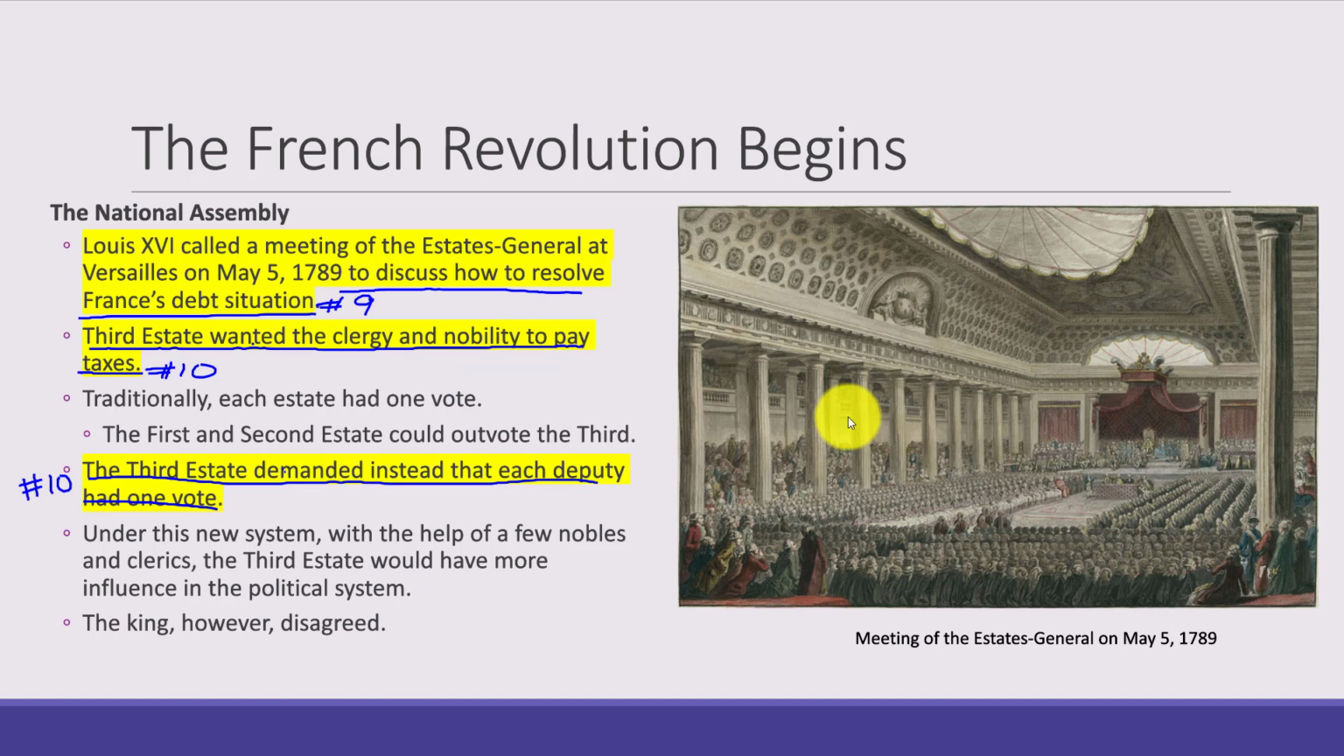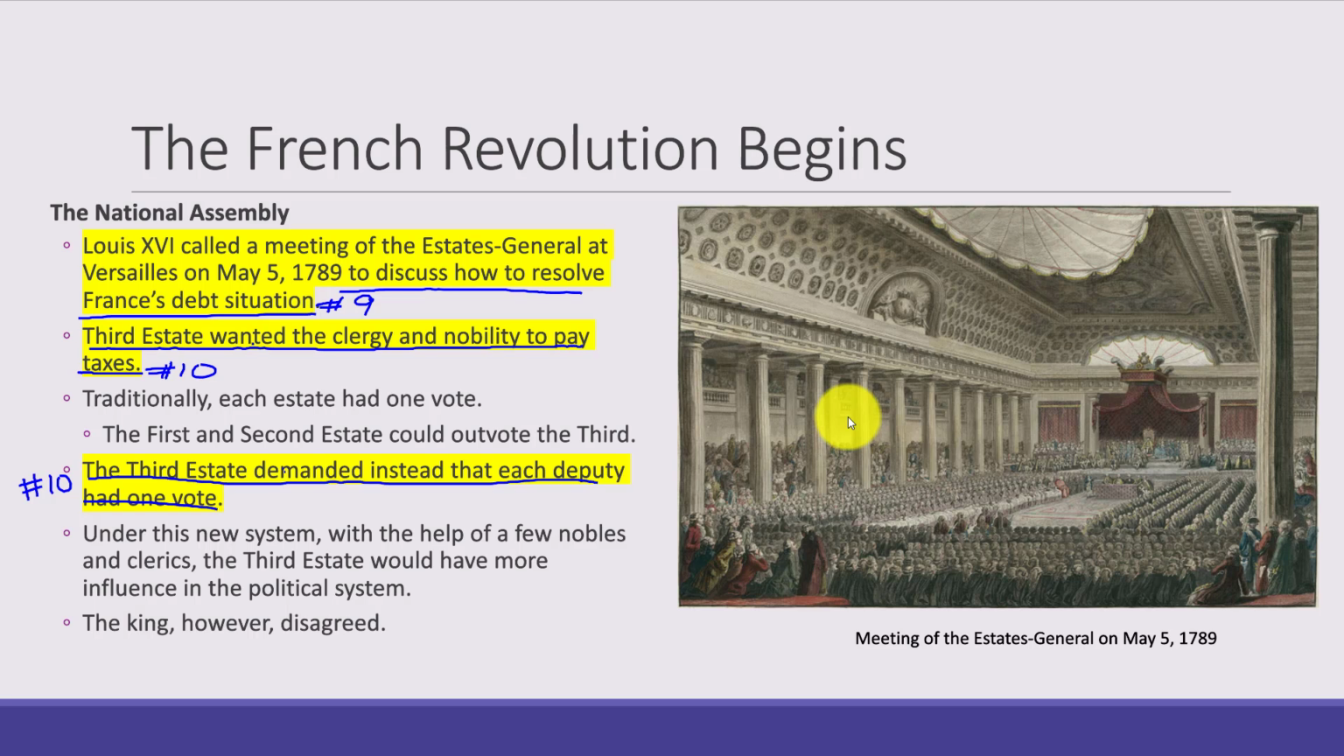All right. So this is 9 and 10. In order to help resolve France's debt and economic situation, King Louis XVI called a meeting of the Estates General. Remember the 3 estates, right? To discuss how they can fix it. The third estate, that's your number 9, okay? So he called this meeting to try to help fix it.